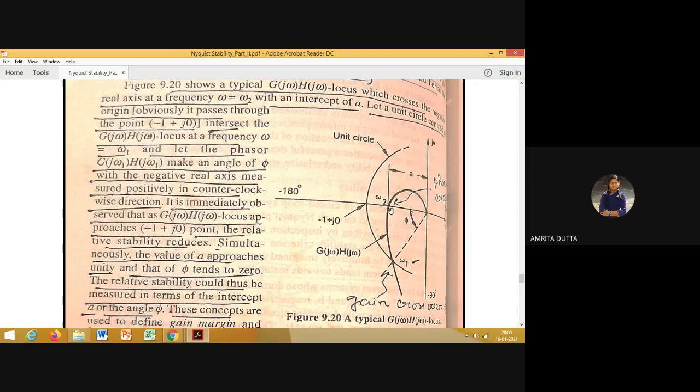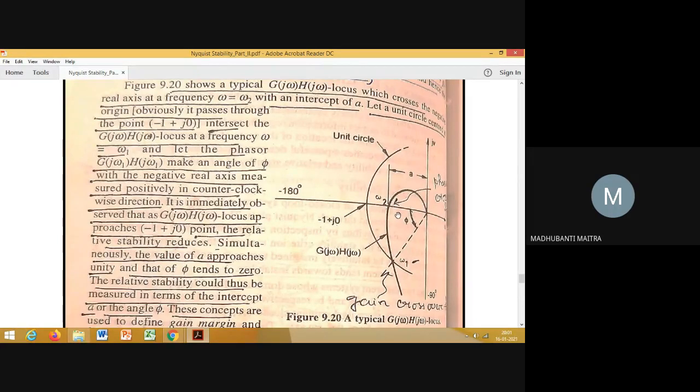At this particular point, we have denoted the frequency omega as omega 2. Look at this part of the Nyquist plot again. It is intersecting the negative real axis at this particular point when the frequency is omega 2. Now, the intersecting point is lying on the negative real axis. If this length is given by A, then this point will be denoted by minus A plus j0.